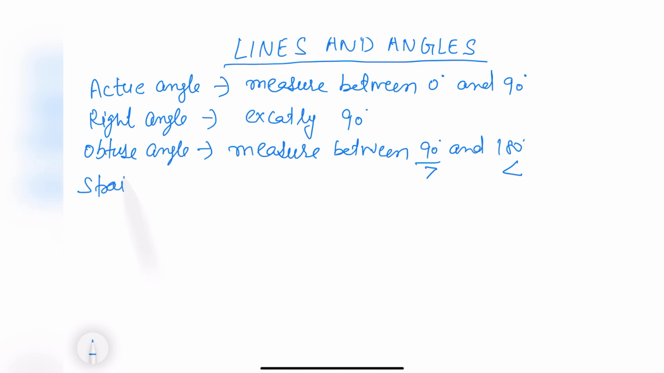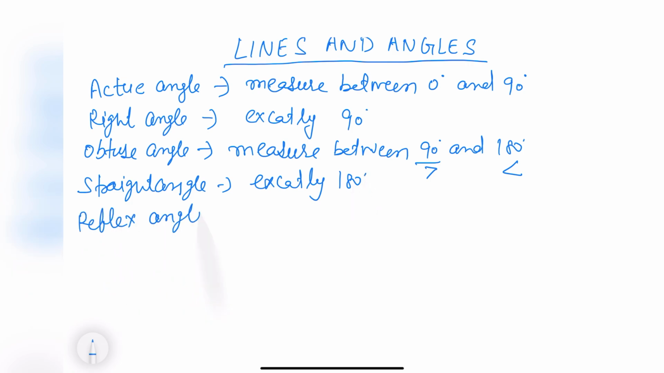Then straight angle, whose measure is exactly 180 degree. Then we have reflex angle. Reflex angle measures between 180 degree and 360 degree. That means greater than 180 degree but less than 360 degree. So जो इन दोनों के बीच में लाई करेगा 180 से 360 के बीच में, that angle is known as reflex angle. So we have acute angle, right angle, obtuse angle, straight angle and reflex angle.